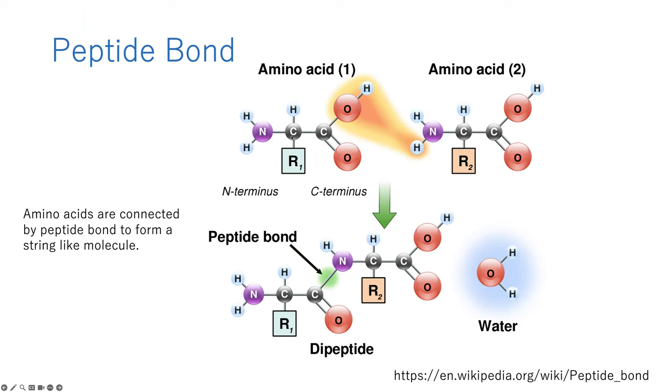Okay, let's consider two amino acids. The carboxy group of this amino acid and the amino group of this amino acid interact with each other, and water is removed, and a covalent bond called the peptide bond is generated between the two amino acid residues. Then a dipeptide is generated. By repeating this process, a long string-like molecule is generated. It is a protein.